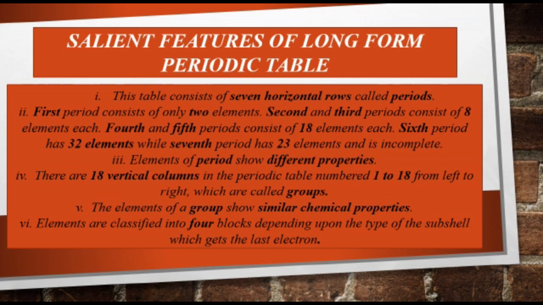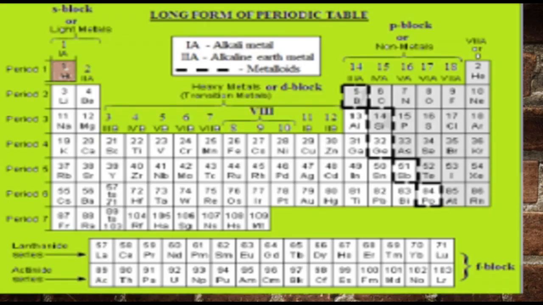There are 18 vertical columns in the periodic table from 1 to 18 from left to right, which are called groups. The elements of groups show similar chemical properties as we have discussed in the previous slide. एक group के अंदर atomic number does not increase gradually, that is why they show similar chemical properties. Elements are also classified into 4 blocks depending upon the type of the subshell which gets the last electron.